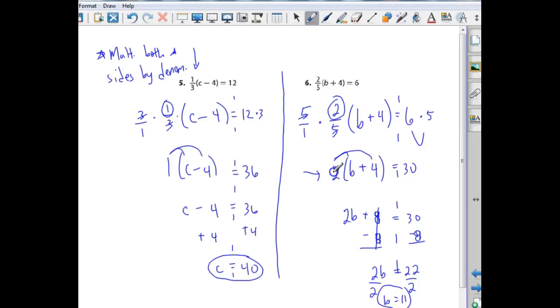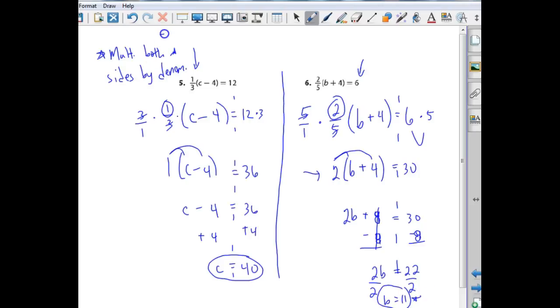Sorry about my little mess up on multiplying right there, but I think we've got it worked out. Right now we could check it and see. 11 plus 4, if we figured that out, is 15. 15 times 2 is 30. 30 divided by 5 is indeed 6. So the answer is 11 in this case.